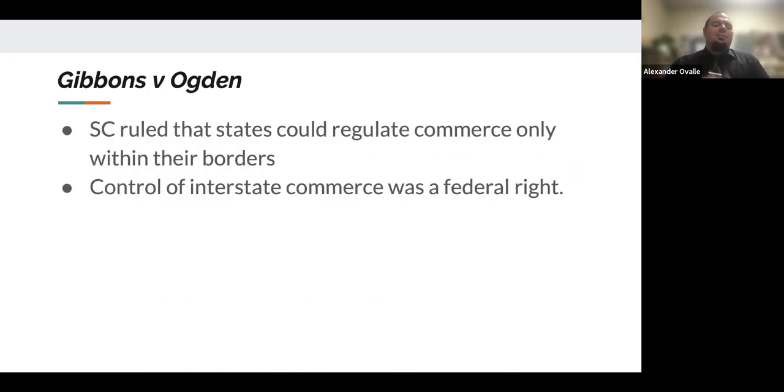Another court case, I'm not going to make you know it, is Gibbons versus Ogden. The Supreme Court ruled that states could regulate commerce only within their borders. Control of interstate commerce, like selling stuff from Maryland to, say, Pennsylvania, was a federal right, not a state right. So the federal government is getting more power, and that was what the Democratic-Republicans did not want. You know, Jefferson, Madison.